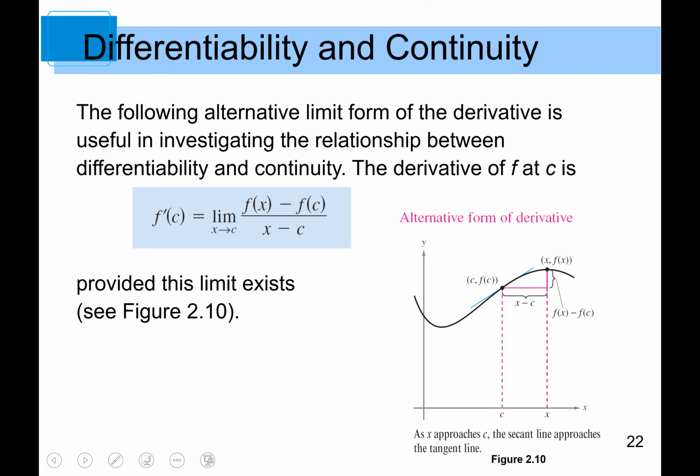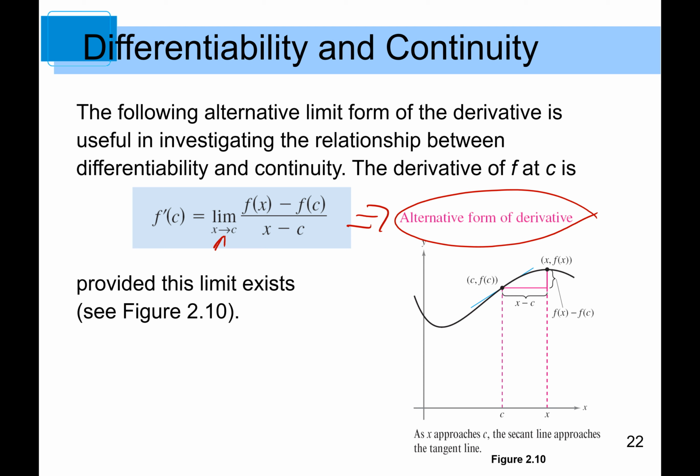The following alternative limit form of the derivative is useful in finding a relationship between differentiability and continuity. The derivative of f at c is f prime of c equals the limit as x approaches c of f of x minus f of c over x minus c. This is what they call the alternative form of a derivative, providing a limit exists. That is always an assumption.